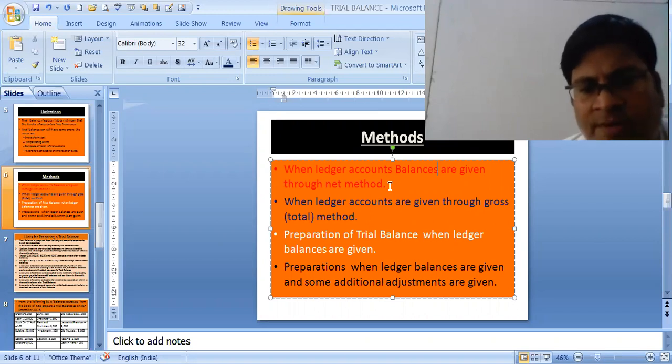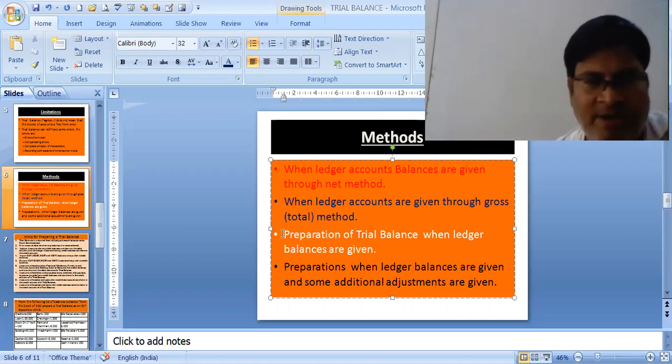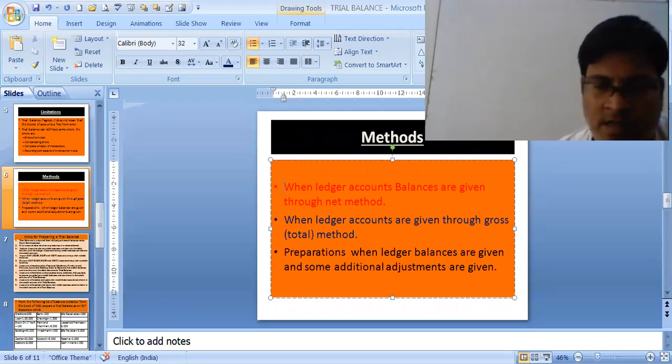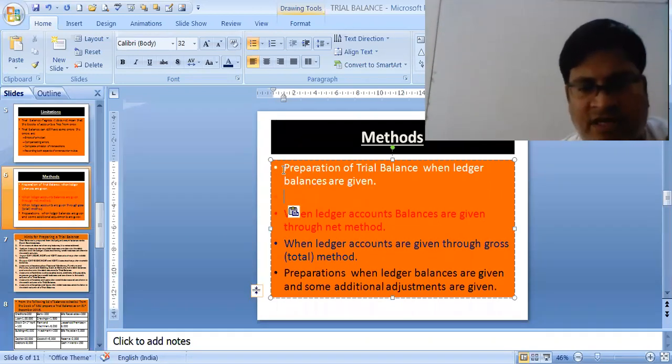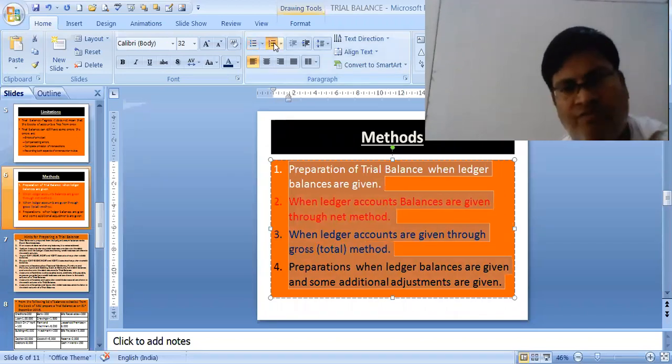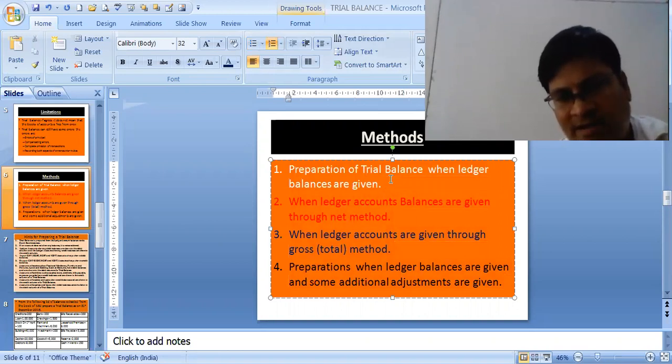Then the third one, preparation of trial balance when ledger balances are given. This one we will be doing today. When ledger balances are given, this is the first one which I will be doing today. So first one, ledger balances will be given and then we have to prepare the trial balance.